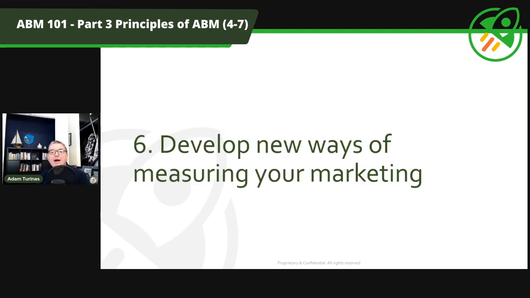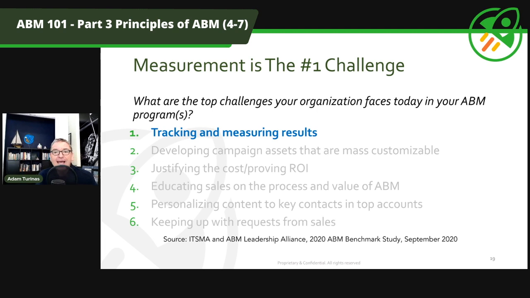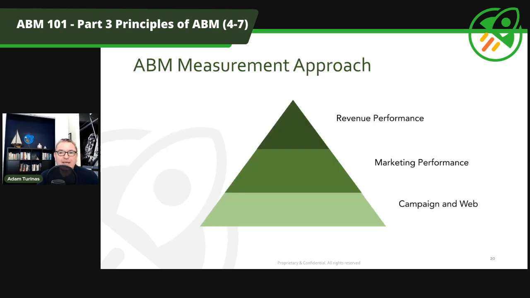All right. Principle number 6 is about measuring. ABM forces you to think about measurement differently. When you ask ABM practitioners what's the hardest thing to get right, what's the hardest thing to master, the majority say that tracking and measuring results is the toughest thing to get right with ABM.